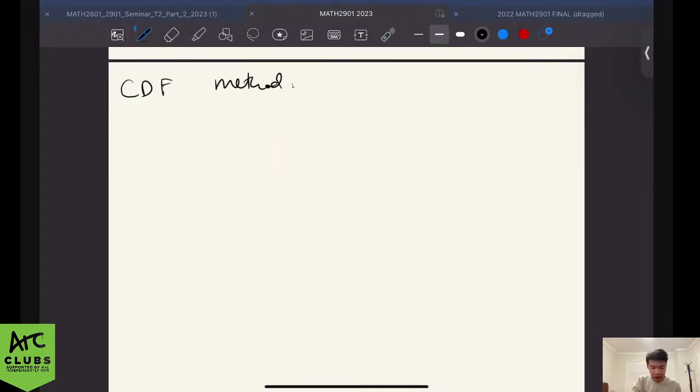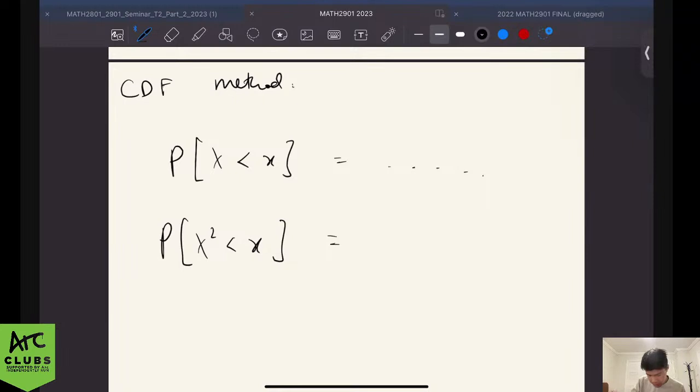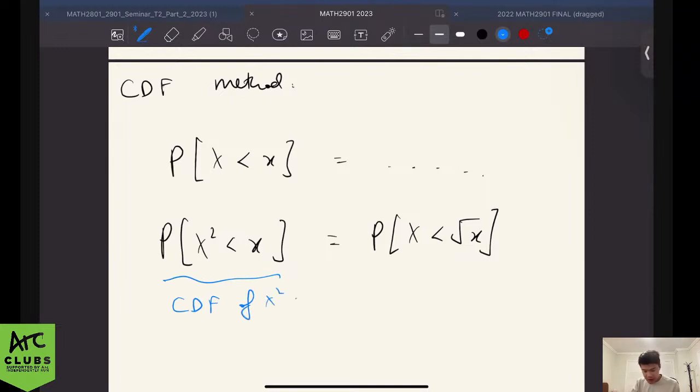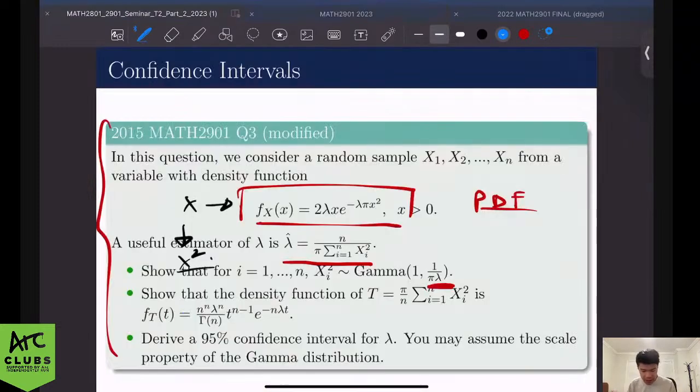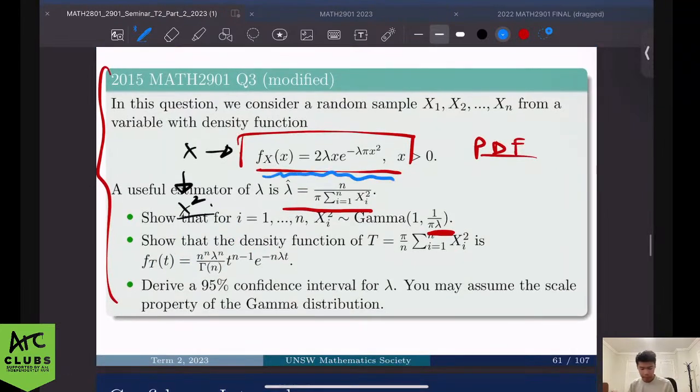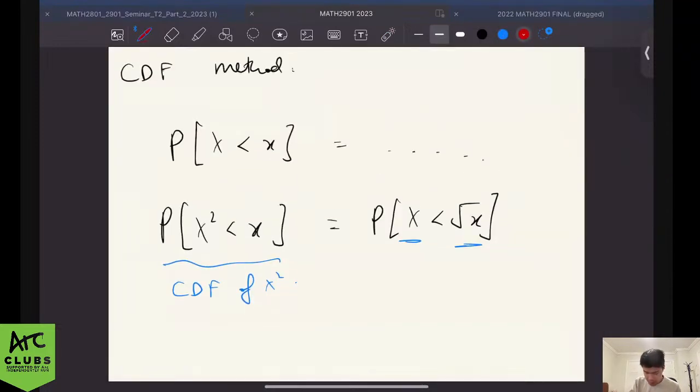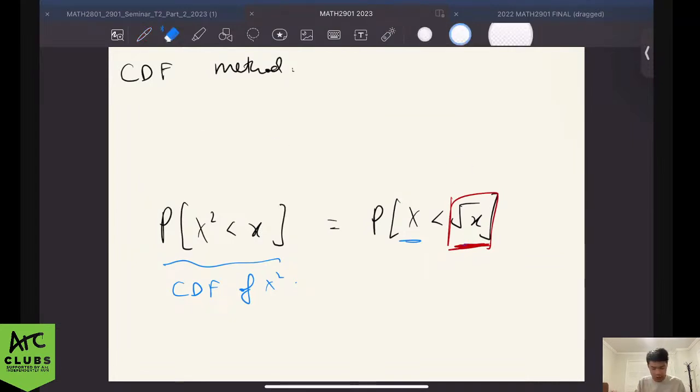Which means you say, okay, I know the probability of X being less than x, but let's do the probability of X squared being less than x. It's going to be the same thing, except let's make X the subject. This will be the CDF of X squared. You do the probability of X being less than root x, and that's going to be the same thing, except you sub in root x, okay? So I did forget a step here. You have to first calculate the CDF, because we're not given it.